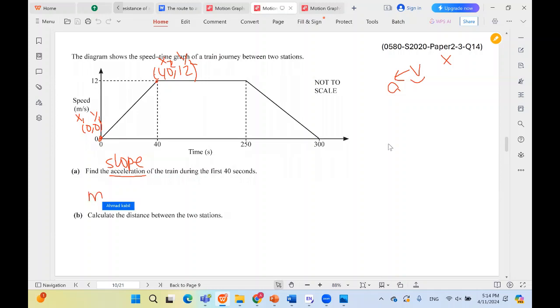So here the slope is (y2 minus y1) over (x2 minus x1). And this is equal to (12 minus 0) over (40 minus 0). And this is equal to 12 over 40. You can get the decimal form of this fraction. This is 0.3 meters per second squared.